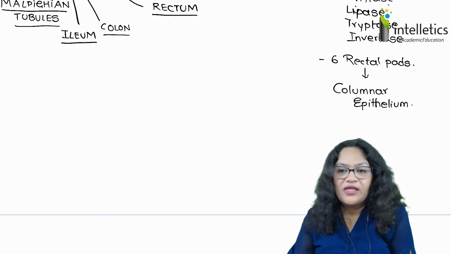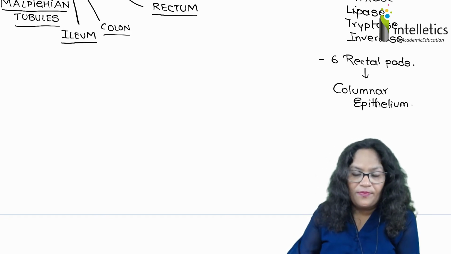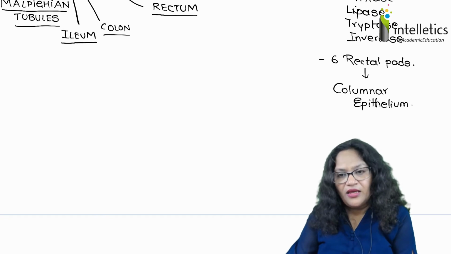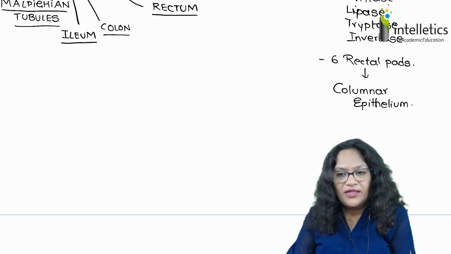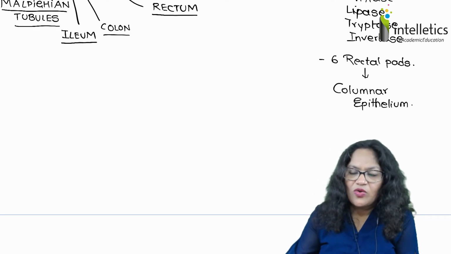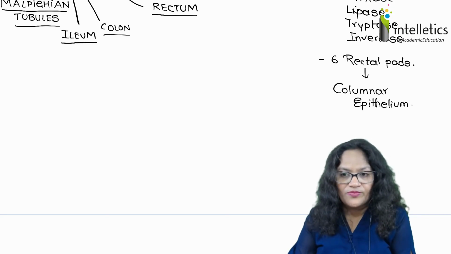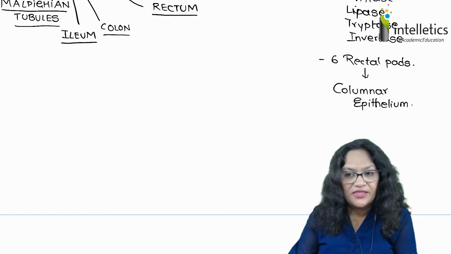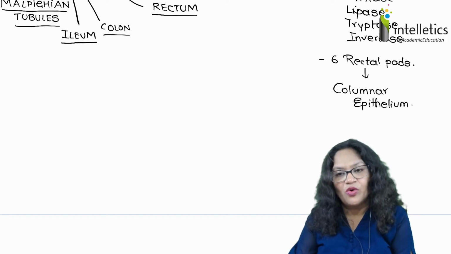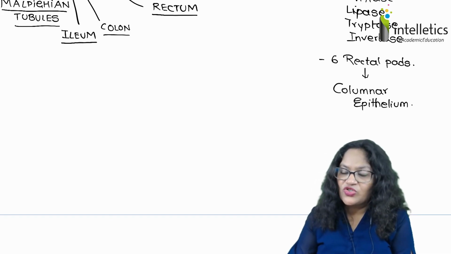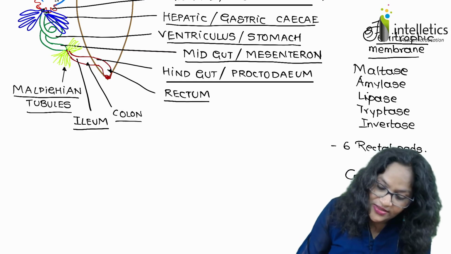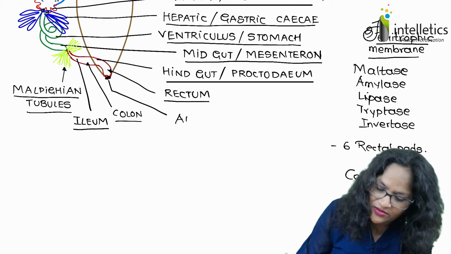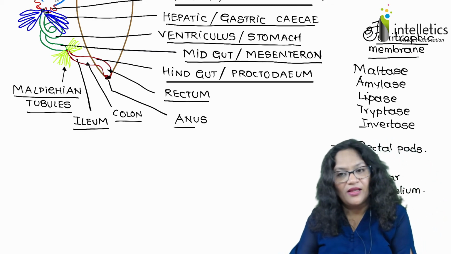Okay, now rectal pads, which are lined by columnar epithelial cells, are involved in the absorption of water and important ions, that is, those required by the body. So instead of throwing it out, they are reabsorbed by the hindgut. So the hindgut is involved in the reabsorption of water and some important ions which otherwise would have been egested out. And this rectum opens to the exterior by one opening, that is the anus, which is found at the terminal end of the alimentary canal.